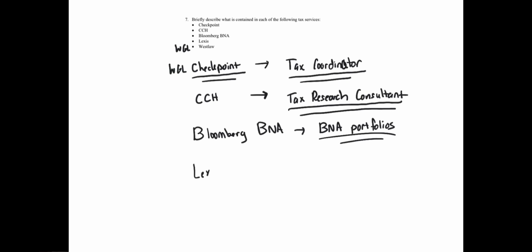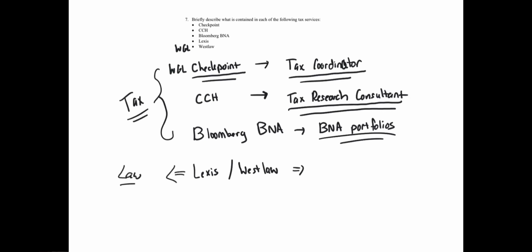Okay, Lexis. I'm going to talk about Lexis and Westlaw together. So Lexis and Westlaw also have their tax area. Now, these three almost exclusively focus on tax. There are some non-tax things that you can find in their services, like you can find some accounting in Checkpoint, and Bloomberg BNA might cover some other stuff, CCH. But really, we're talking about tax. Lexis and Westlaw, we're just talking about legal law in general. They're used just by lawyers. And tax lawyers will still use these. Westlaw is very, very, very powerful. It's extremely powerful. Lexis is extremely powerful as well, but Westlaw is more used than Lexis out there in the legal universe.